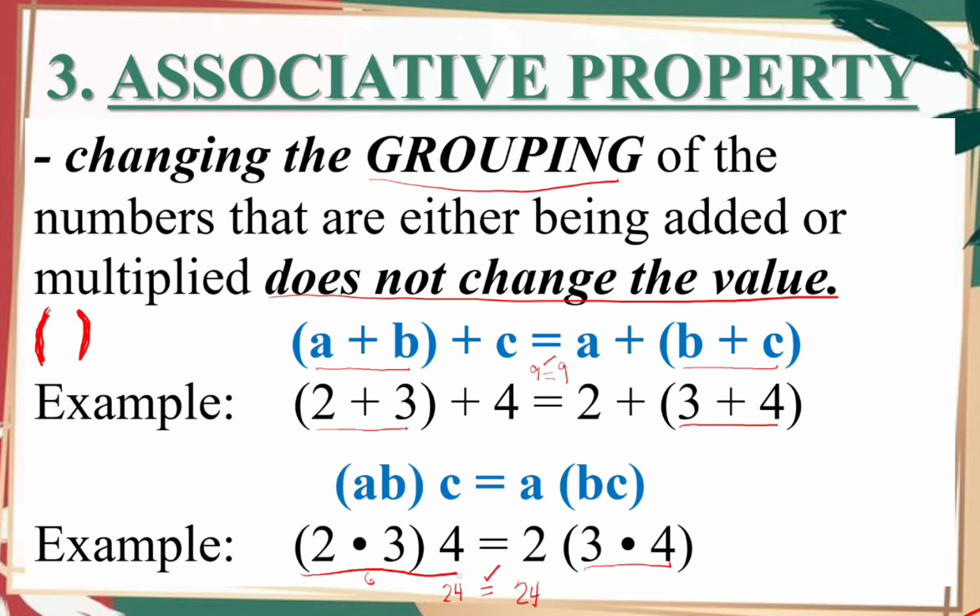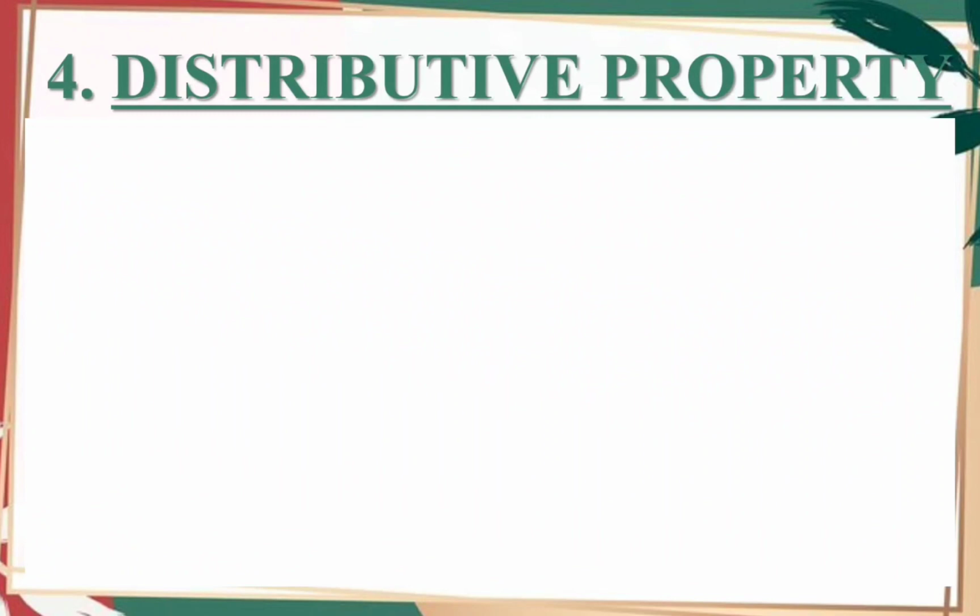So, same lang ng sagot. Hindi nagbago ang quantity or yung value. Ang nagbago lang ay yung grouping. So, that is associative property. Next property is what we call the distributive property.